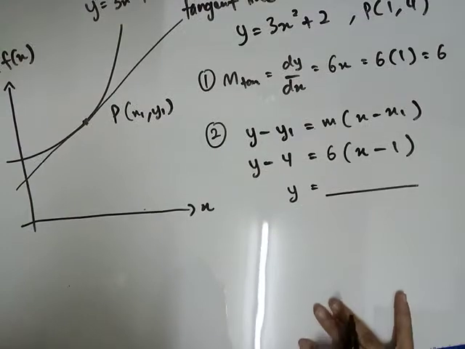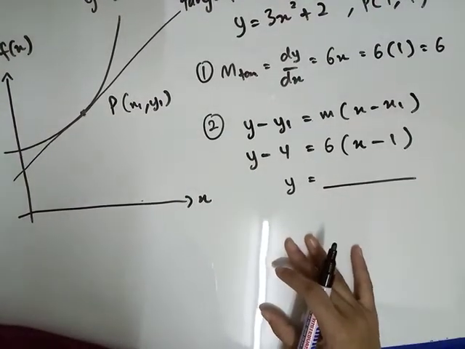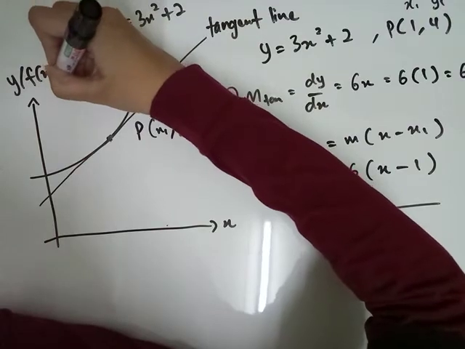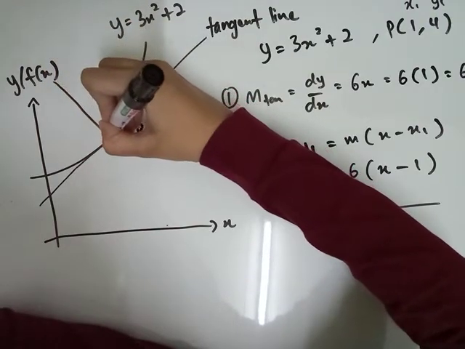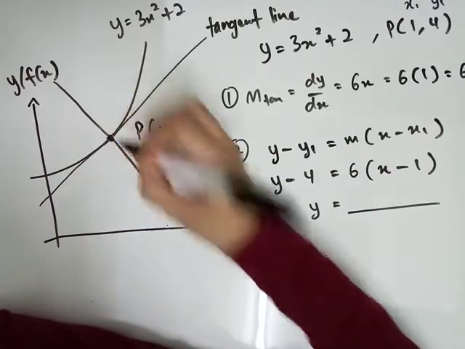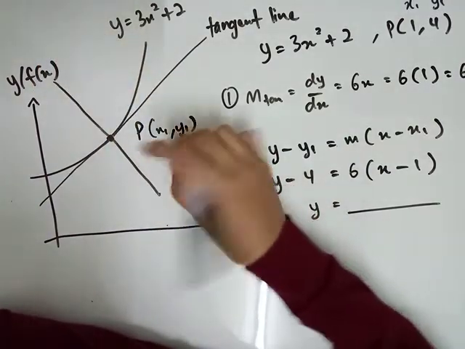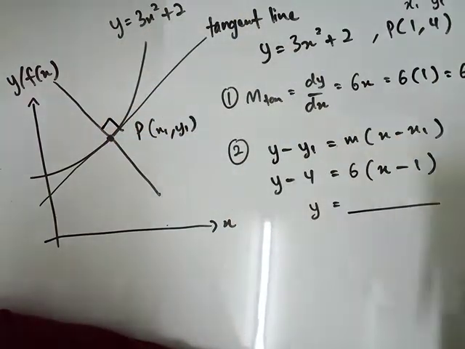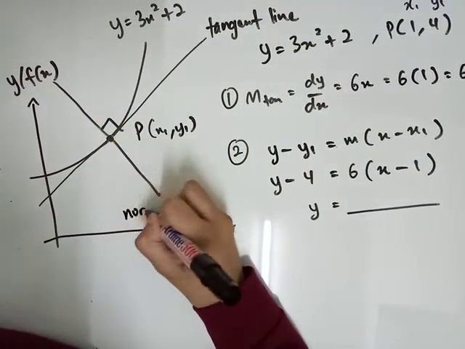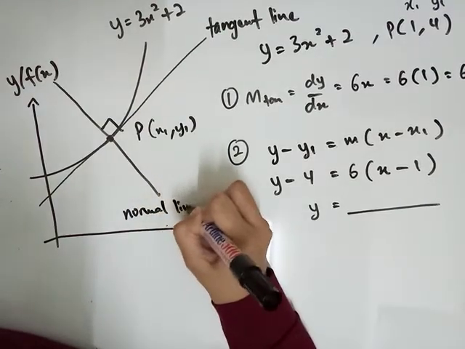And then we need to find the equation of the normal line. The normal line is perpendicular to the tangent line through point P also. They are perpendicular to the tangent line through point P also. Okay, so this is the normal line.